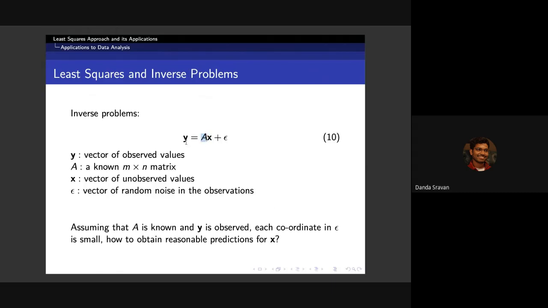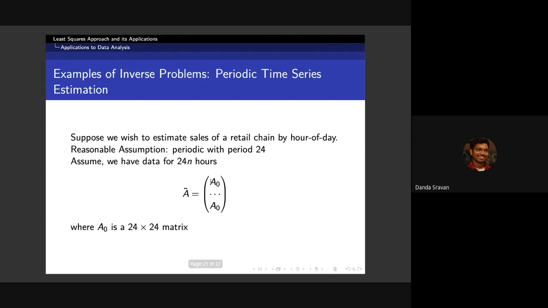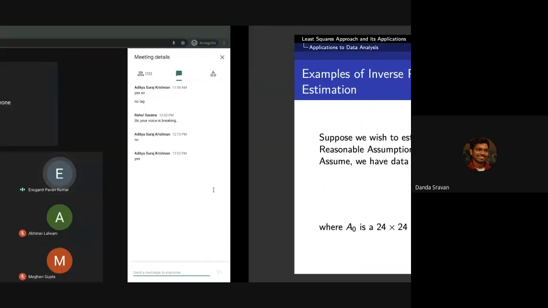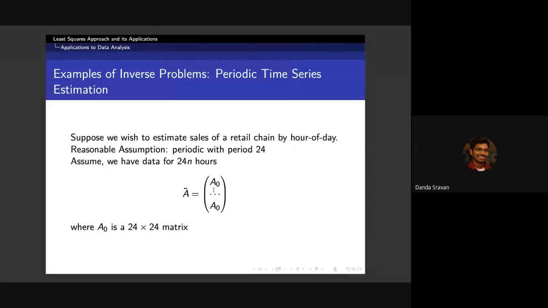The basic model and the underlying assumption is that my y1 up till y24 can be modeled as a0 times x1 to x24. So that's the basic model. I know that it would be a linear transformation of the sales at each of the hours in a day. Yeah, so this is the basic assumption.